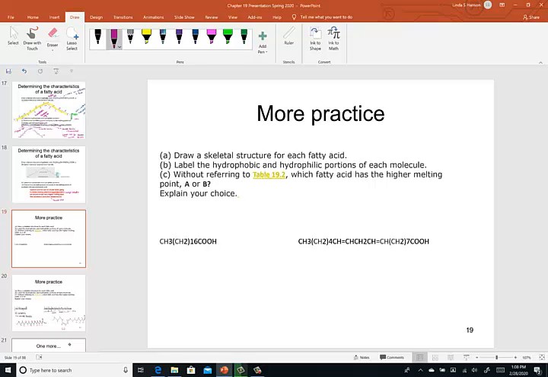How about you try one on your own to see how you're doing with this lesson? A little more practice. Pause the video, work it out, and see what you find. Draw a skeletal structure for each fatty acid. Label the hydrophobic and hydrophilic ends. Without referring to the table, which fatty acid has the higher melting point, and be able to explain your choice. Give it a try.